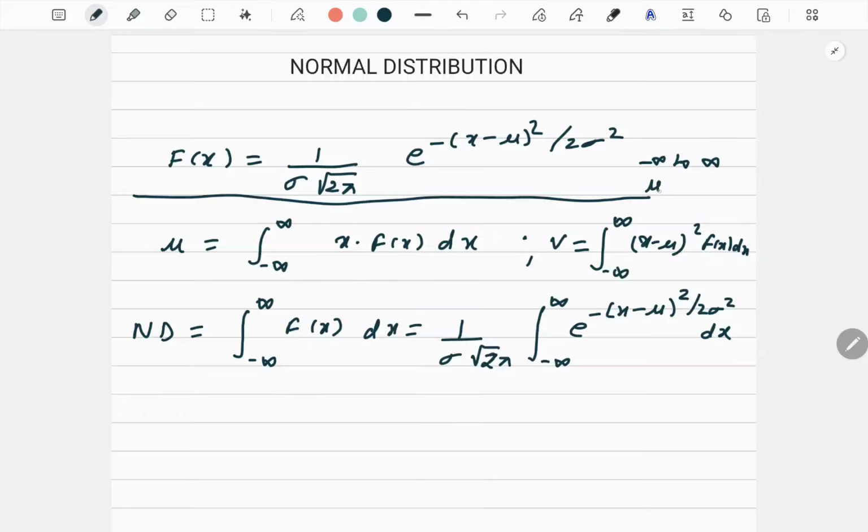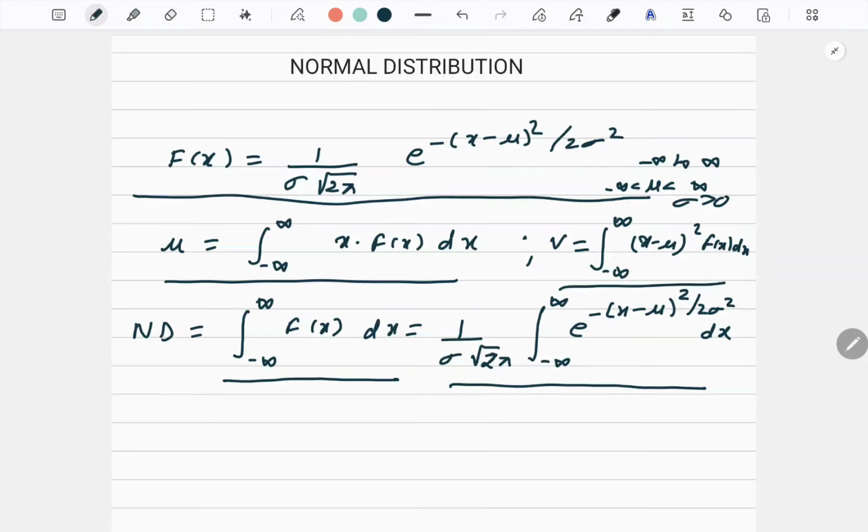When I speak about the normal distribution, x varies from minus infinity to infinity, the mean is also from minus infinity to infinity, and the standard deviation is greater than 0. Now, when I define the normal distribution, we take the range like this, and this is the formula. But while doing the questions, we won't be using this. The mean of the normal distribution formula is this and the variance is this. This is the theory part.